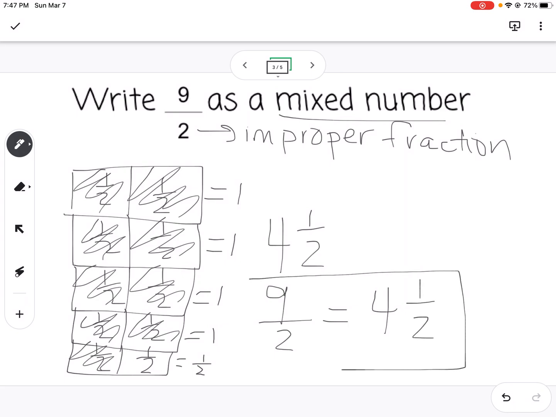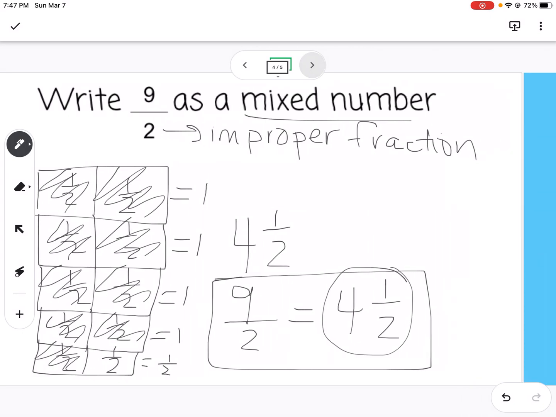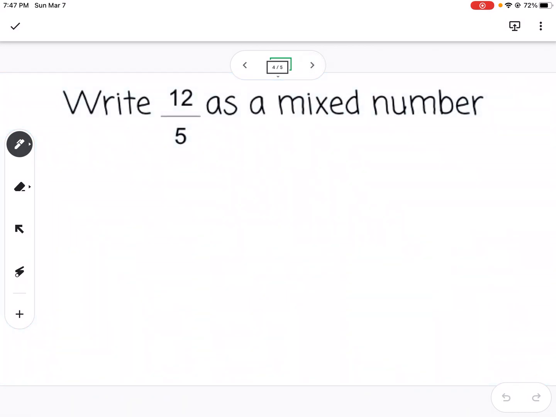So this 9 halves is the same as 4 wholes and a half. So these are equivalent. So it says write the 9 halves as a mixed number. This would be our mixed number for 9 halves. Let's try another one. Write 12/5 as a mixed number.